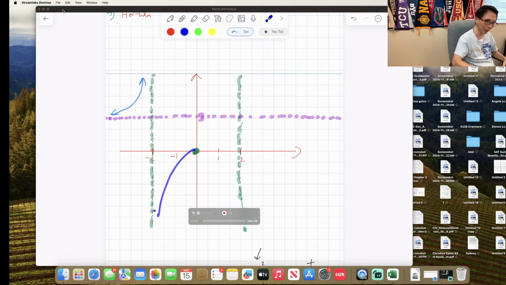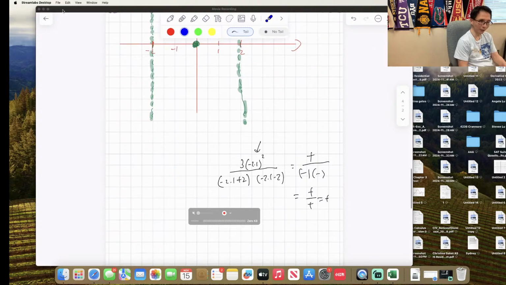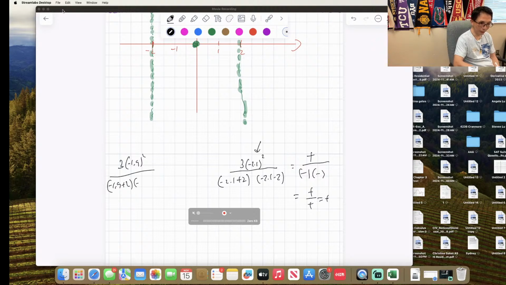Can you figure out whether this one goes this way or this one goes this way? Can you figure it out by plugging in a value that is very close to -2, but on the right side of -2? -1.9, good. Can you tell me what the resulting sign is going to be if I do 3 times -1.9 squared, over -1.9 plus 2, times -1.9 minus 2? Think about it. Think about what the resulting sign is going to be.